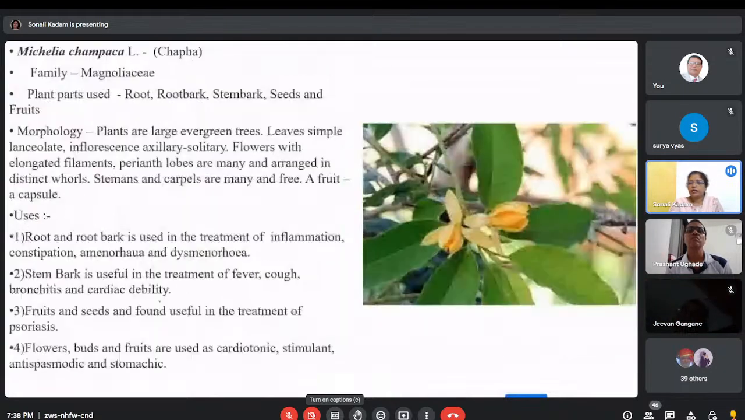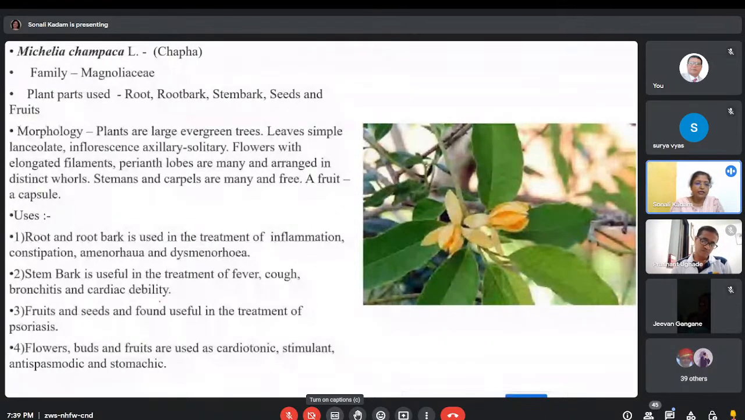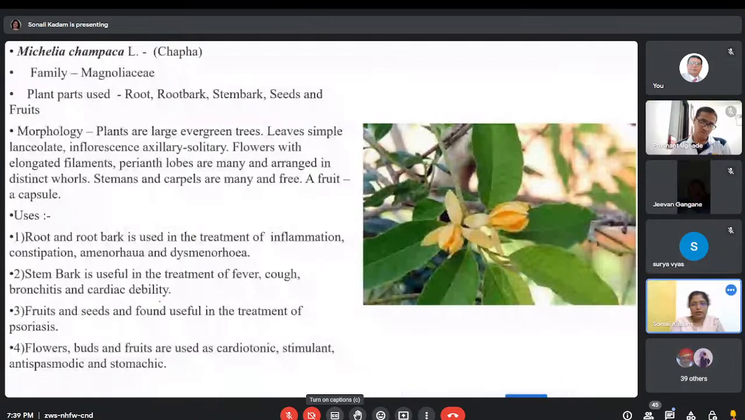The Michelia champaka, nowadays the flowering is going on, and we can use these roots and the root bark, that is the skin of the root, to treat constipation, amenorrhea or dysmenorrhea. Then the stem bark is used for fever, cough, bronchitis, cardiac disability. Then the fruits are used for psoriasis. Fruit seeds are also used for psoriasis. Then the flowers are used as cardiotonic or stimulant, antispasmodic or stomachic in nature. Stomachic means, again, for stomach disorders.